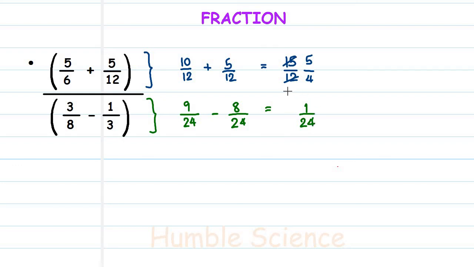And now we can do the division here. So it is 5 over 4 divided by 1 over 24. And that can be converted to 5 over 4 times 24. And 24 divided by 4 here is going to be 6. And now it's 5 times 6. It's going to be 30. So the answer here is 30.